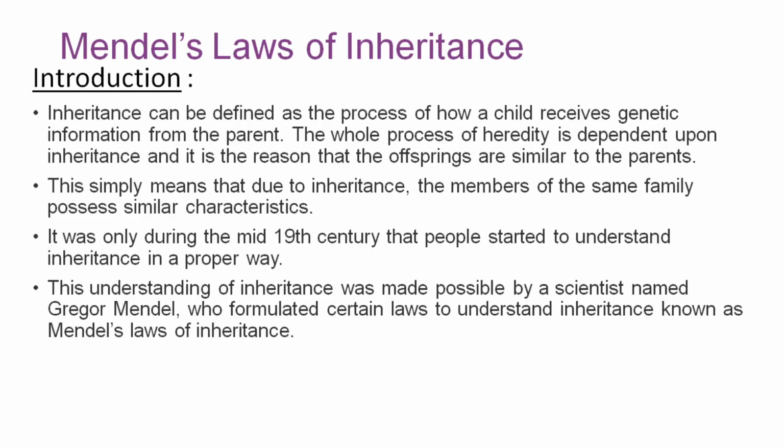to the parents. In our family we see that children are similar to the parents. Why? Because the genetic material present in them is identical, which means they possess similar genetic material. That's why they possess similar characters. This process is called inheritance. This simply means that due to inheritance, the members of the same family possess similar characters.